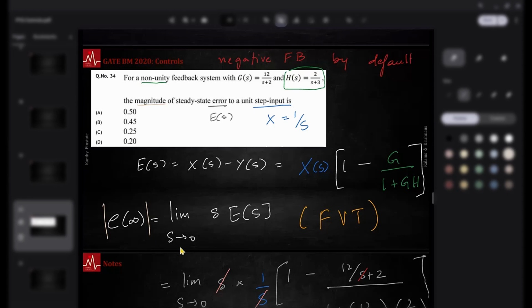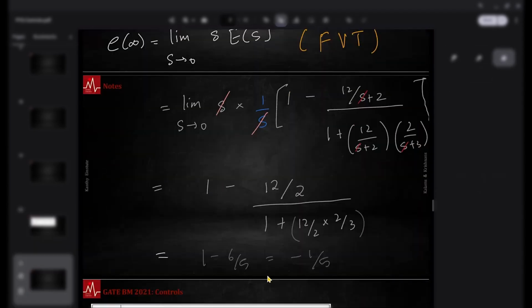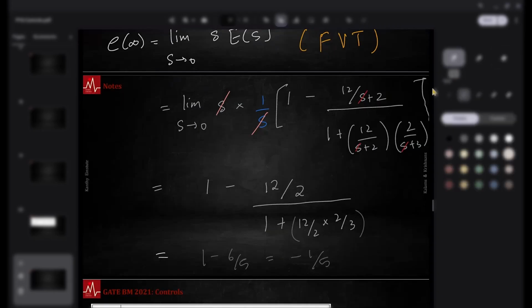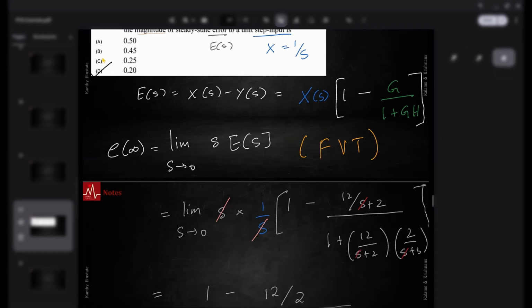What they want is this. So I'll take the magnitude of minus 1 by 5. The magnitude of that would be 1 by 5. You got your 2 marks in control systems, basics of transfer function.